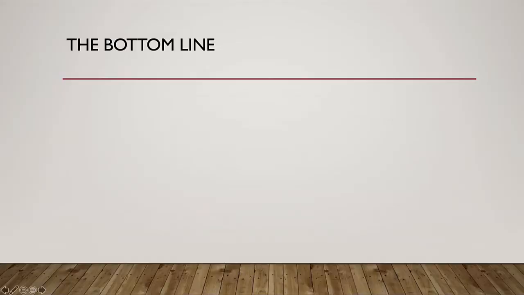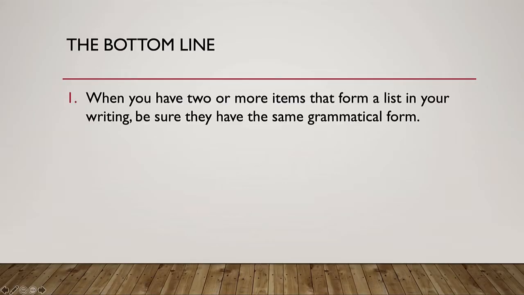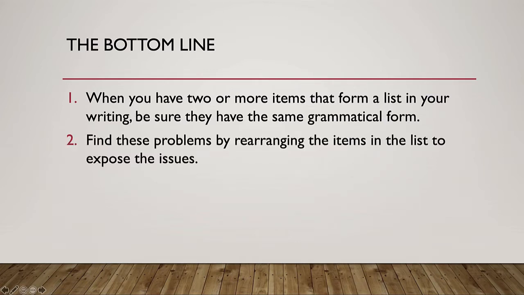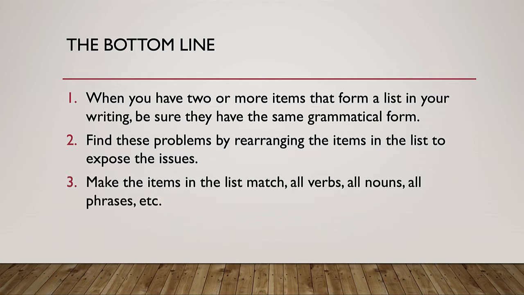So the bottom line is this: when you have two or more items that form a list in your writing, be sure they have the same grammatical form. Find these problems by rearranging the items in the list to expose the issues. Make the items in the list match: all verbs, all nouns, all phrases, or whatever. Now that's 5 minutes to explain a notoriously difficult concept.